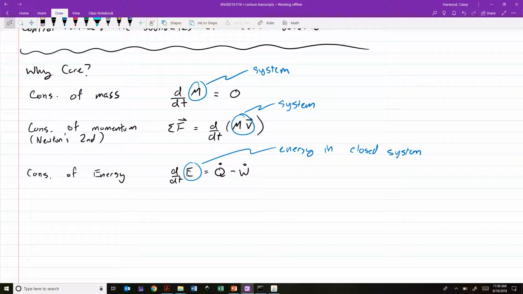So that's what we're going to try to do in the next couple of days: figure out how we can apply these conservation laws to regions of space, because regions of space are a lot easier mathematically to keep track of and to work with than these floaty globules that we call systems in fluids.